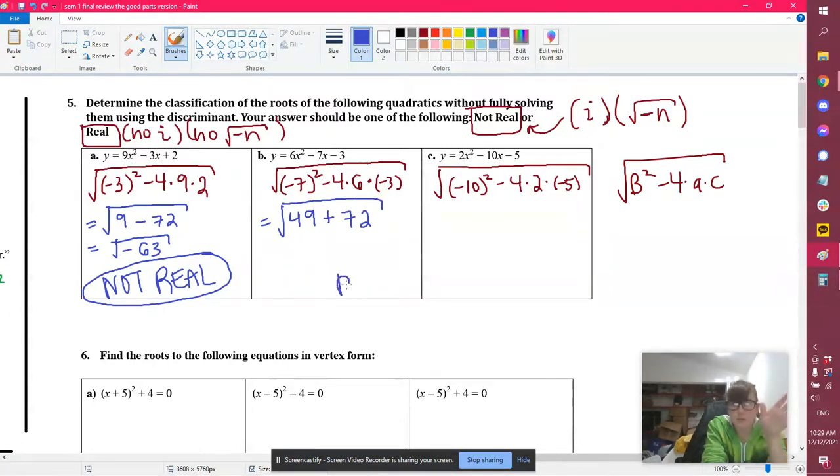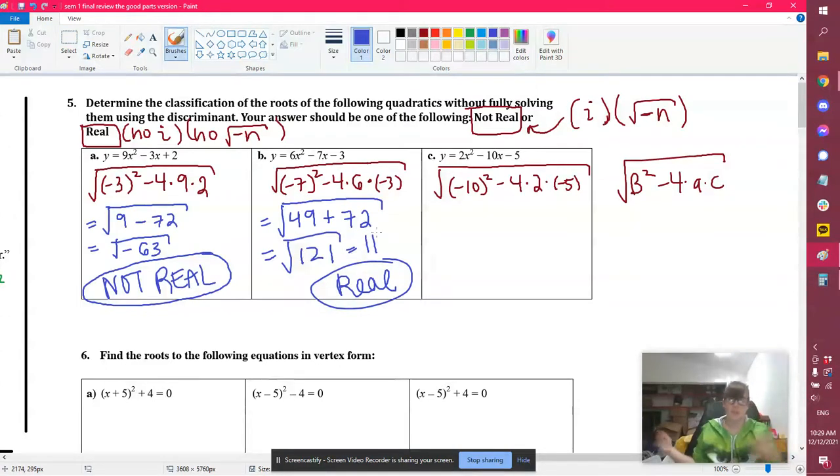Before I even do this addition, I know it's going to be real because this is definitely going to be positive. But I'll do it anyways. 2 plus 9 is 11. This is 12. We could simplify it. It's actually really nice, but I don't care how nice it is. I just care that it's real.